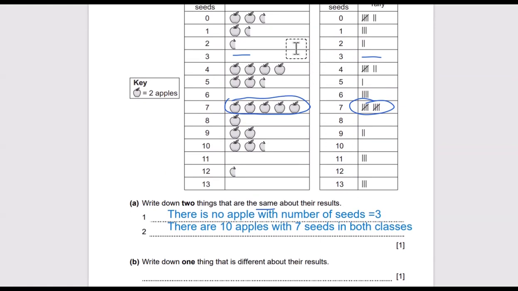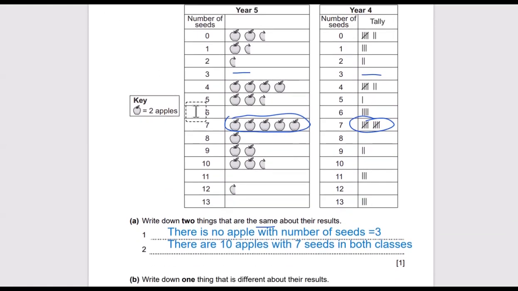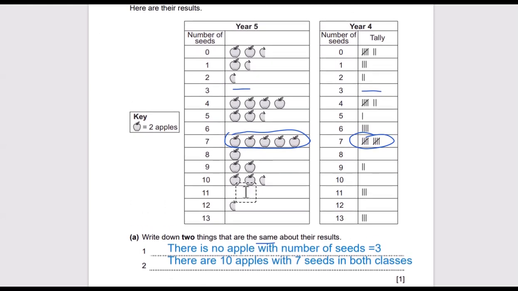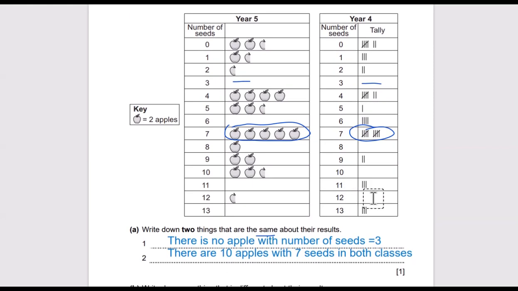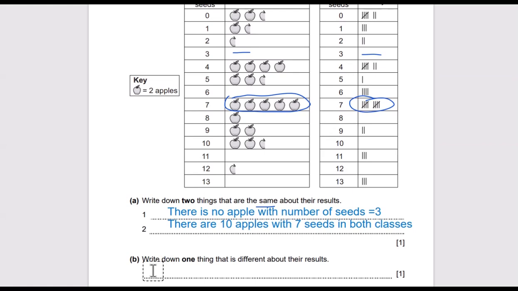So this one is, in year 5, we see no apple with 11 seeds, but in year 4 they got 3 apples with 11 seeds. Alright, so write down one thing.